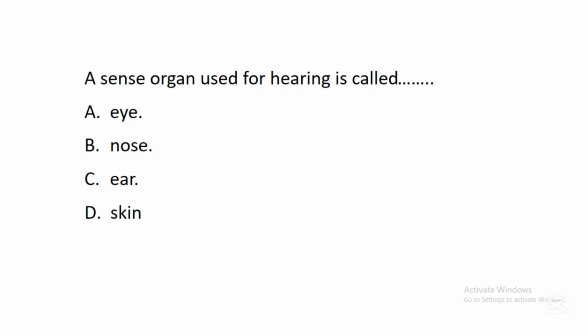The first question says, a sense organ used for hearing is called dash. A. Eye, B. Nose, C. Ear, D. Skin. In this question, the correct answer is C. Ear. So ear is a sense organ used for hearing.